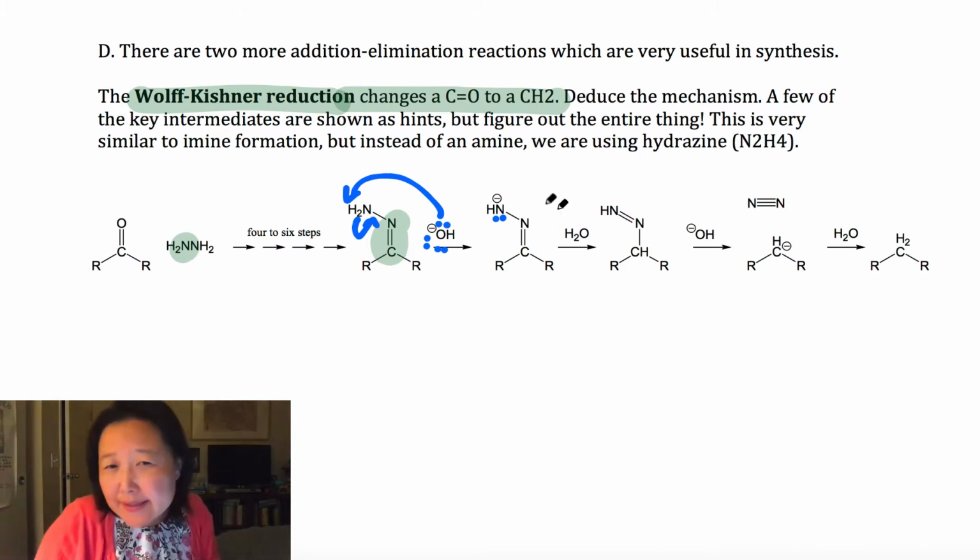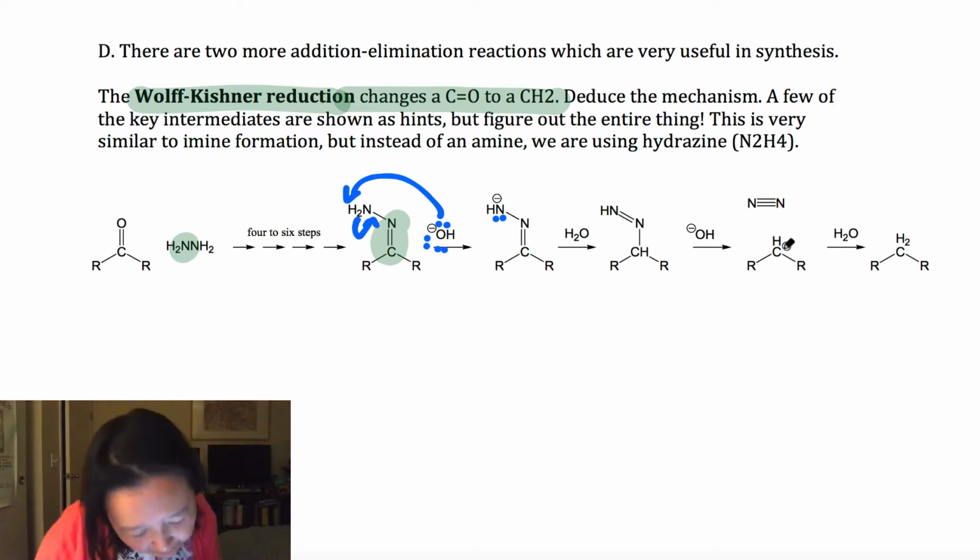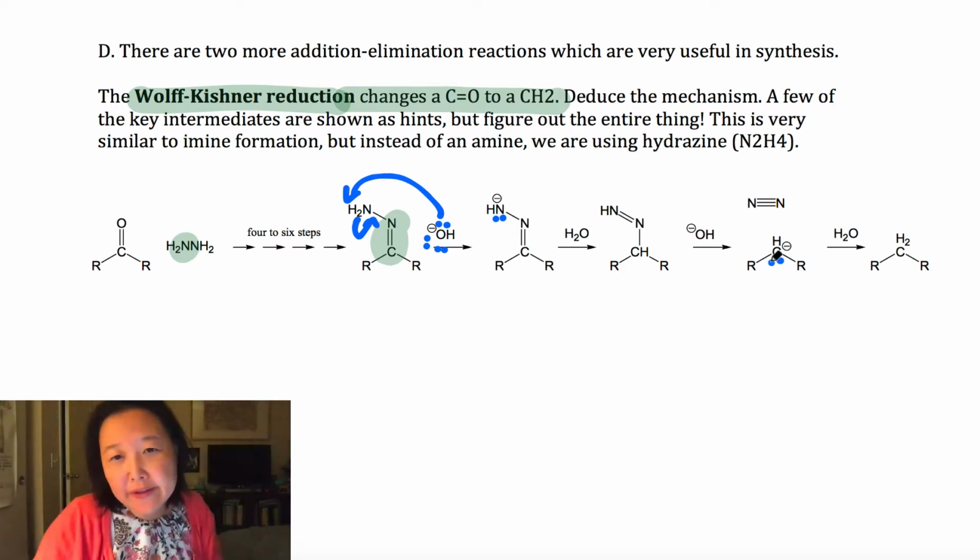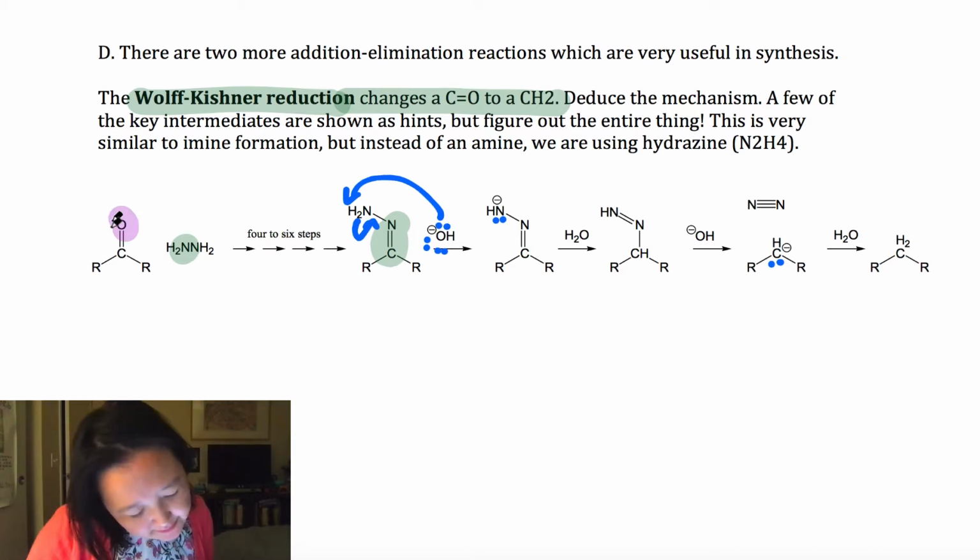Okay? Now at this point, I want you to figure out, how do I go from here to here, and how do I go from here to here? 2 products, nitrogen gas and this carbon ion, and it really helps to draw in the lone pairs. And then from here, ultimately, to here. And remember, our overall goal was to change this carbonyl group into a CH2 group.